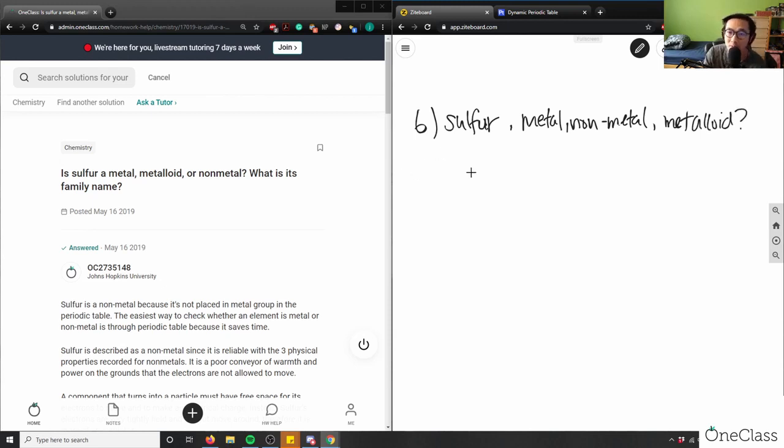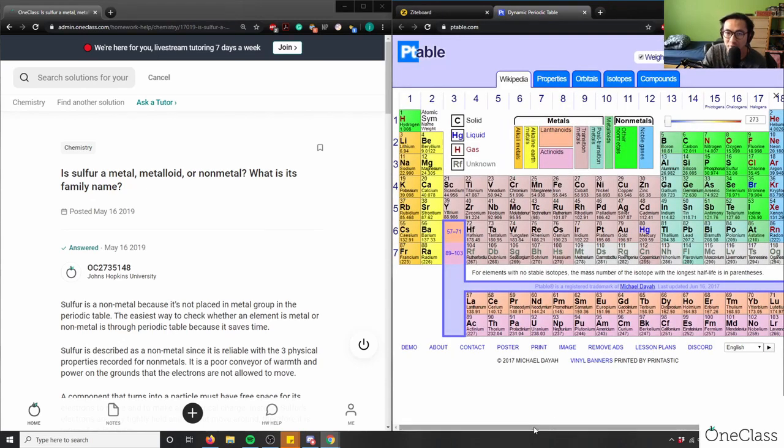Okay, so when we talk about sulfur, and about metals, non-metals, and metalloids, we have to look at the periodic table, right? So first, what is the element symbol for sulfur? Our element symbol for sulfur here is S. So let's look at the periodic table and try to find where sulfur is.